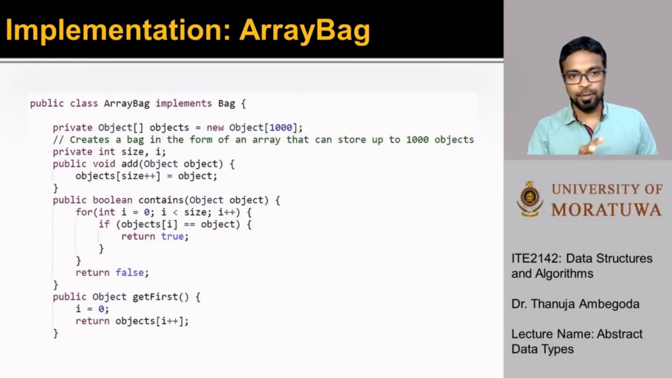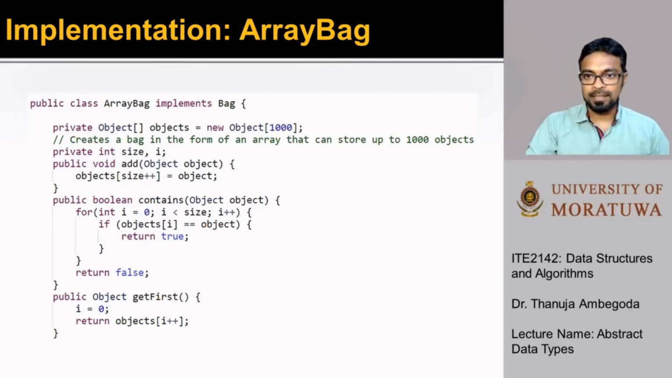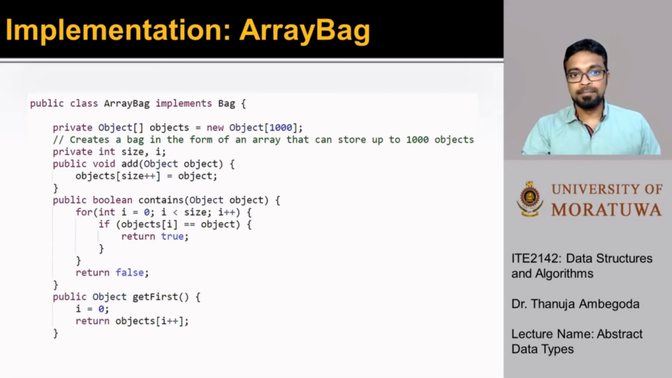This is the source code for the class ArrayBag. It implements the interface that we discussed earlier, named Bag. So the first line says basically that. You might remember from your object-oriented programming in Java classes. The first line says public class ArrayBag implements Bag.